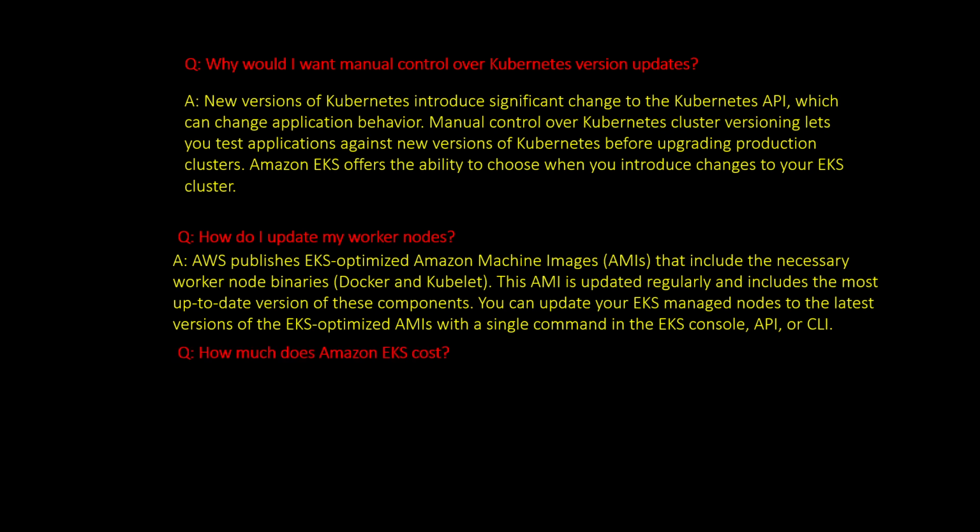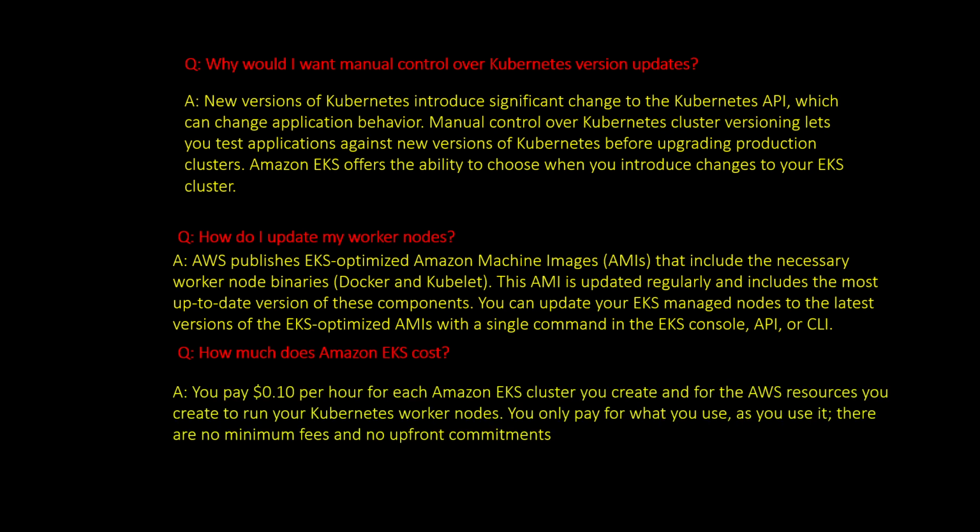How much does EKS cost? You pay $0.10 per hour for each EKS cluster you create, and for any AWS resources you create to run your Kubernetes worker nodes. You only pay for what you use, as you use it. There are no minimum fees and no upfront commitments.